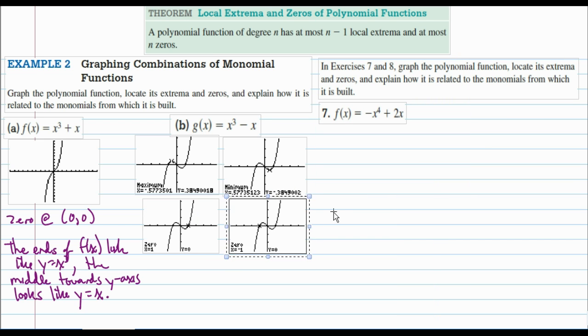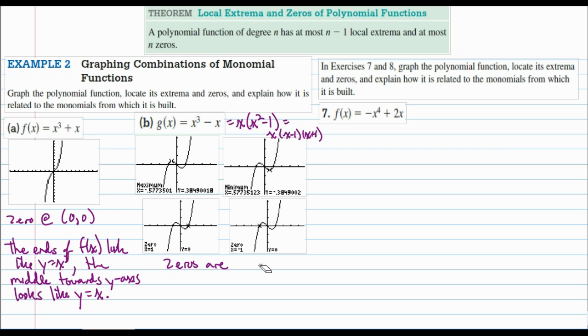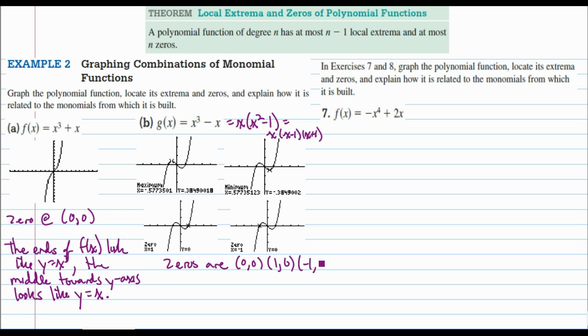You should also be able to figure that out algebraically. You can factor out an x, the greatest common factor, which leaves you with x squared minus 1, which then is x times x minus 1 times x plus 1, giving you your 3 zeros at 0, +1, and -1. So the zeros are x equals 0, well, 0, 0, 1, 0, and -1, 0.